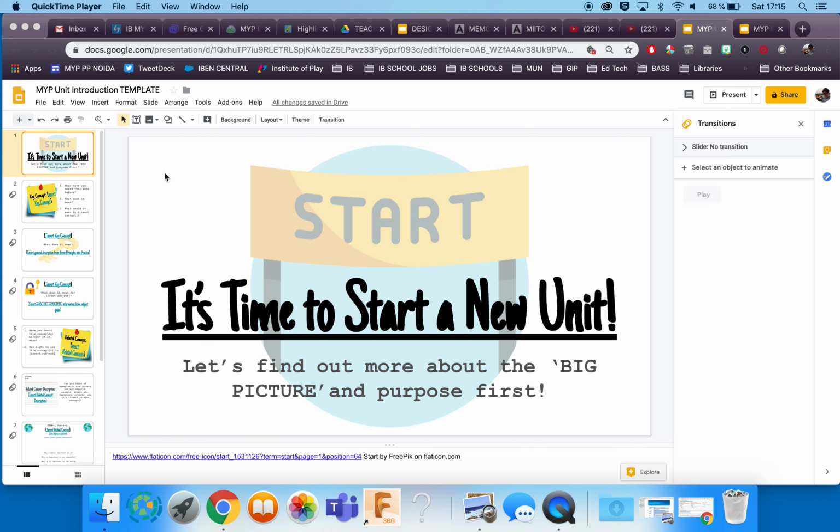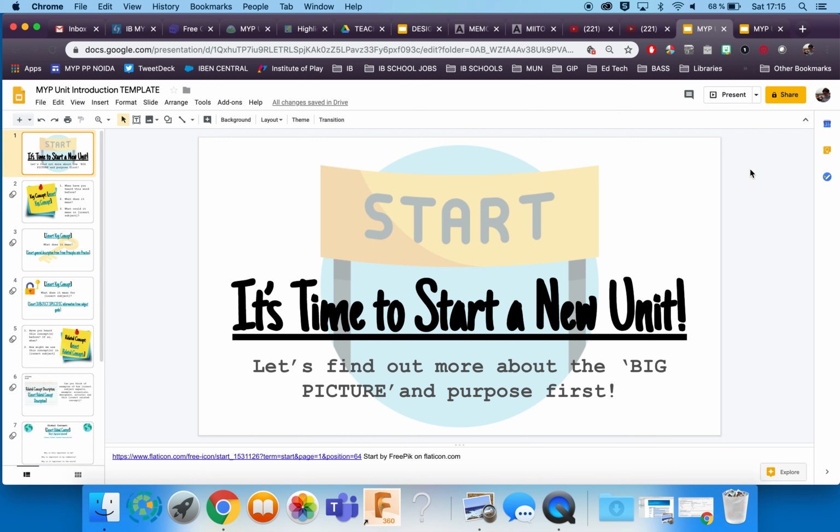What I've done is I've made a template which I'll use for a few of my units to see how it goes. I've made it so that anyone can use it regardless of your subject. So I'll go through it now with you just to show you how to use it. Then I also have an example of mine.